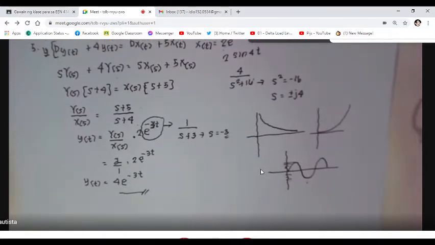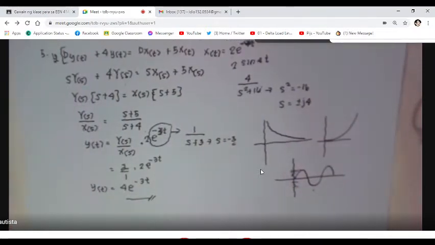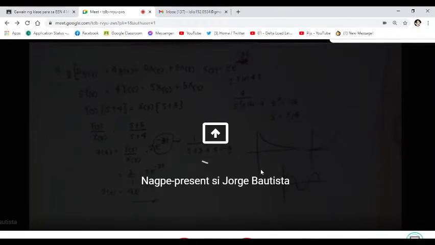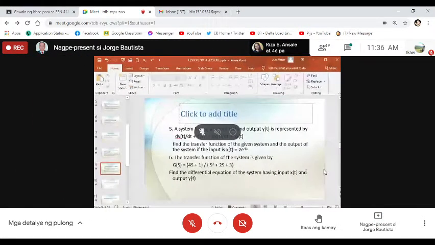So next, so we go to number 6. Okay, number 6, the transfer function of the given system is, ayan, find the differential equation. Okay, pabaliktad naman class, no? Pabaliktad. So yung kanina, yung number 5, given yung differential equation, i-convert mo siya into transfer function. So yung number 6 naman, nakasulat siya na transfer function, pero i-convert mo naman ng differential equation.